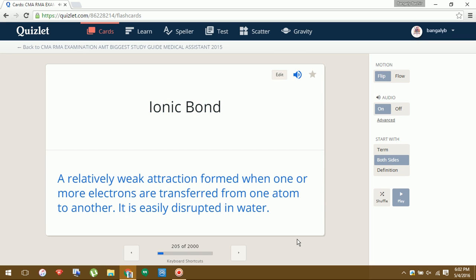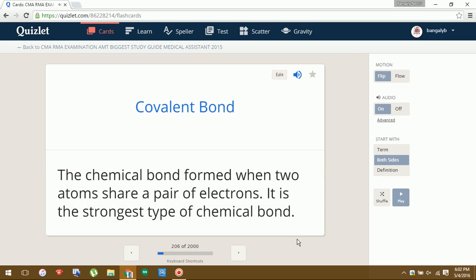Ionic bond. A relatively weak attraction formed when one or more electrons are transferred from one atom to another. It is easily disrupted in water. Covalent bond. The chemical bond formed when two atoms share a pair of electrons. It is the strongest type of chemical bond.